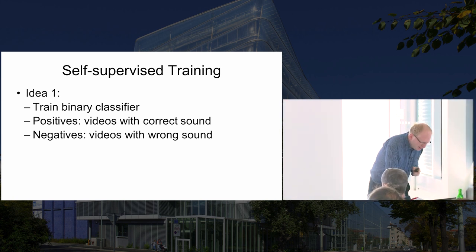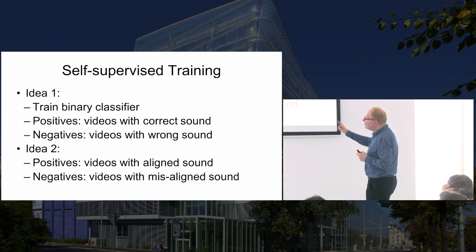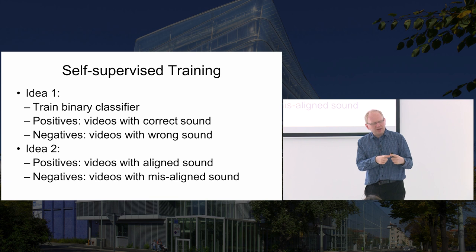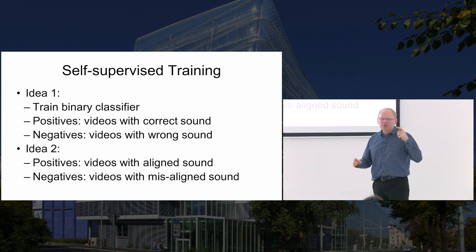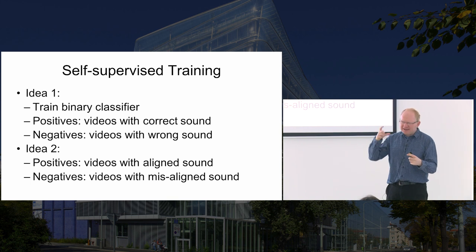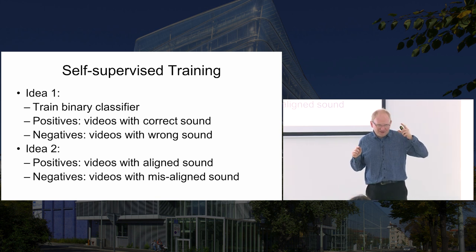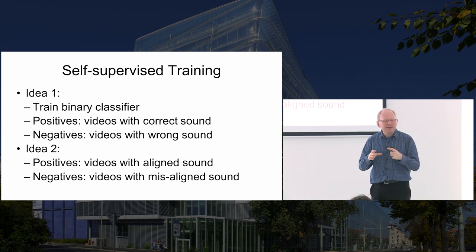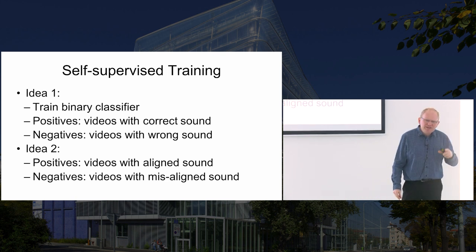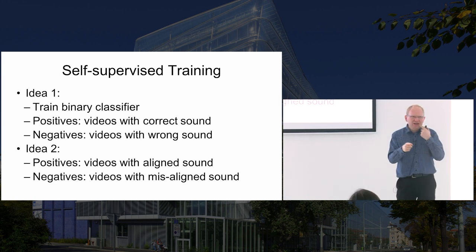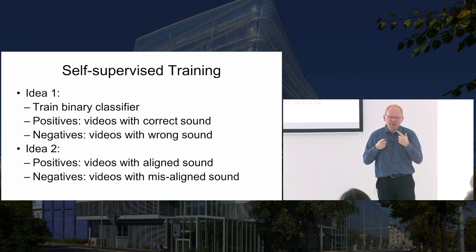And so here is our also simple idea two. The idea two is that we're going to have as positives, again, videos with the correct sound, but as negatives, we're going to have that same video, that same audio, but we're going to displace it in time a little bit. Now this becomes a much harder problem to solve because the audio is correct, the video is correct. The only thing that's not correct now is that there is a little bit of a time lag. So the representation really needs to very carefully pay attention to the registration between those two.